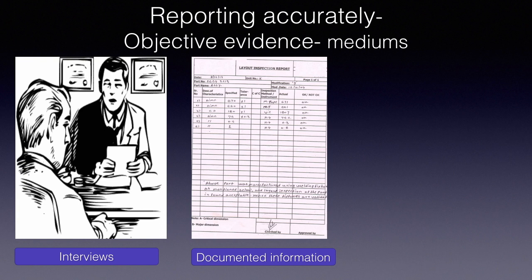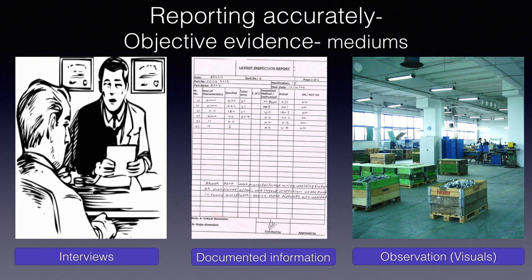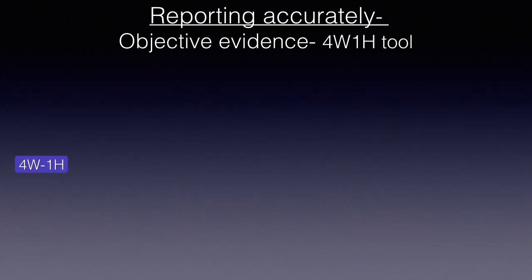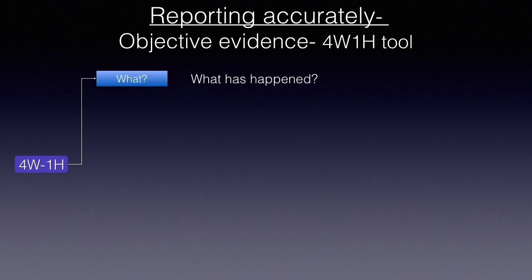Another medium of objective evidence can be observation, that is visuals. Example, you go to the shop floor and find that a material is kept on line without identification. The medium can be any, but you have to be specific while writing objective evidence. You can use the 4W1H tool for writing objective evidence. The first W in this tool means what. Here you can specify what wrong you have observed, which deviates from the requirement.